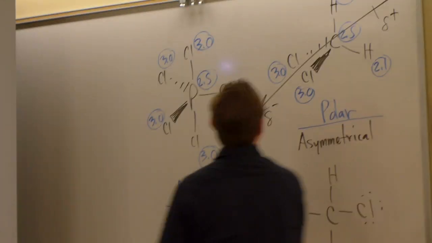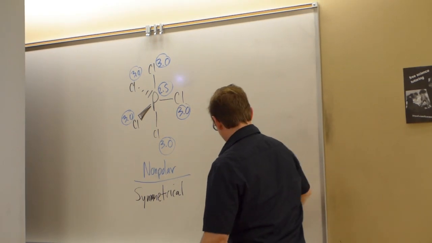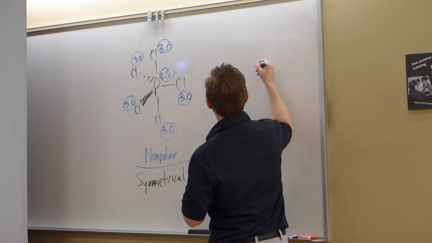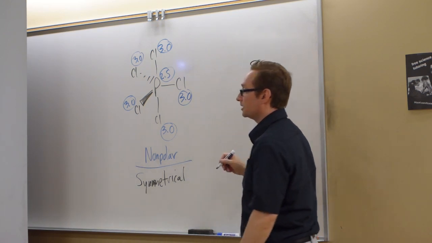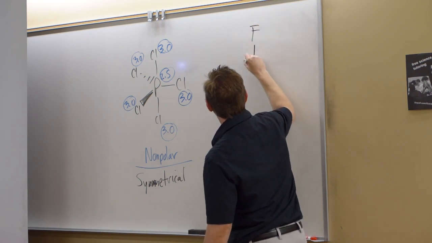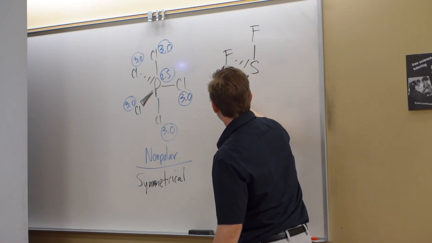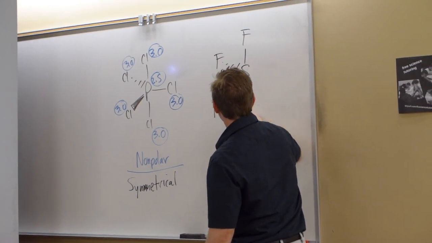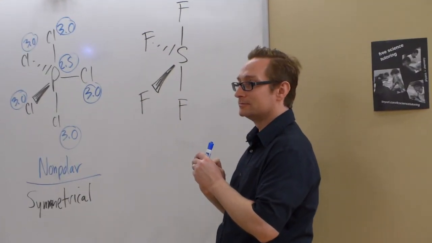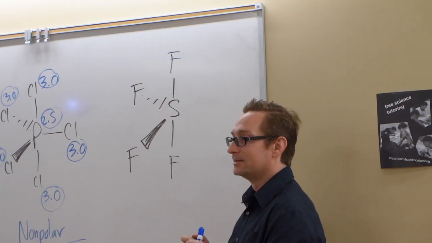Do a VSEPR sketch for that. SF4 was a trigonal bipyramid with one lone pair in the center. All right, is that symmetrical or asymmetrical? Is that an AP or an NS?